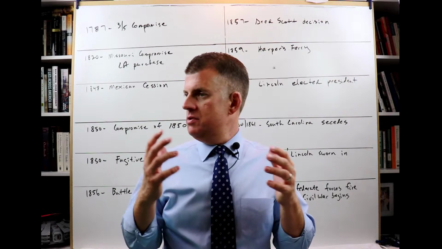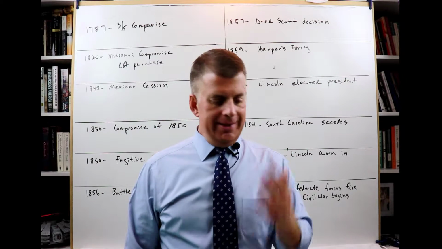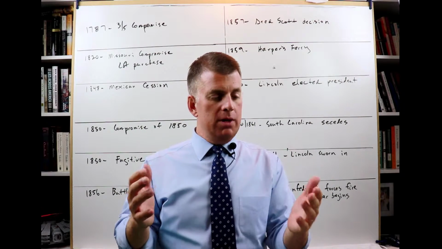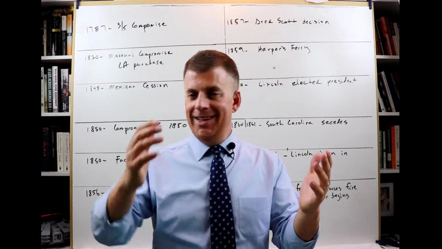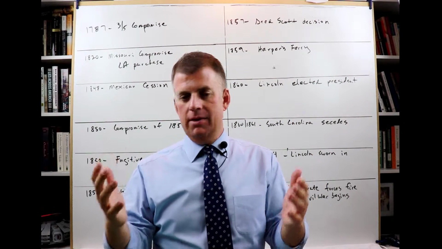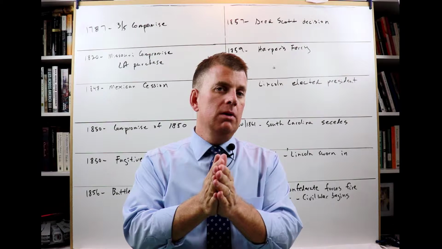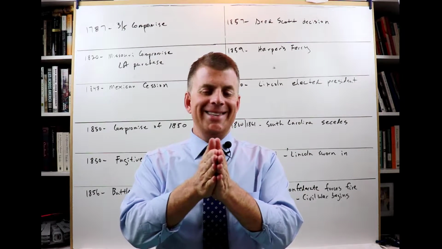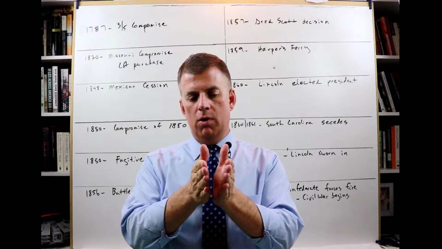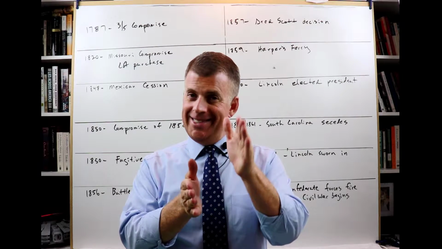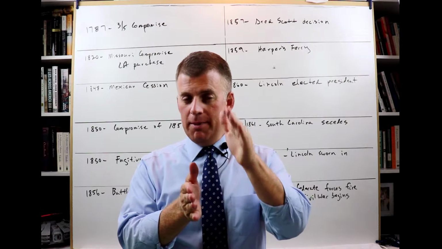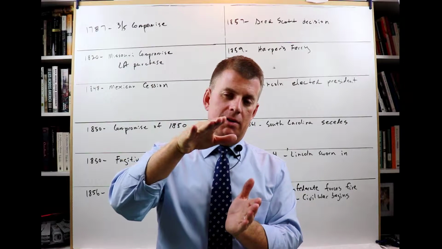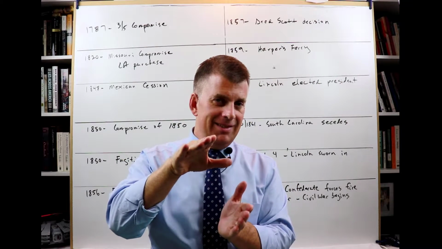So if you have, say, 20 states, and 10 of them are free and 10 are slave, and they each have 2 senators, well, that's 20 and 20. 20 senators and 20 senators, they're going to balance each other out, right? Follow me? They're going to balance each other out. Power will be maintained in the Senate. There won't be more senators from free states, so the free states will have more power in the Senate, and there won't be more senators from slave states. So the slave states would have the power in the Senate.